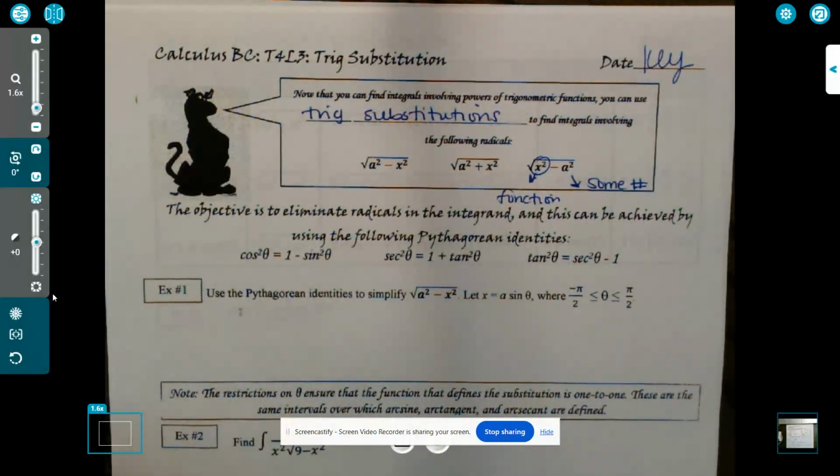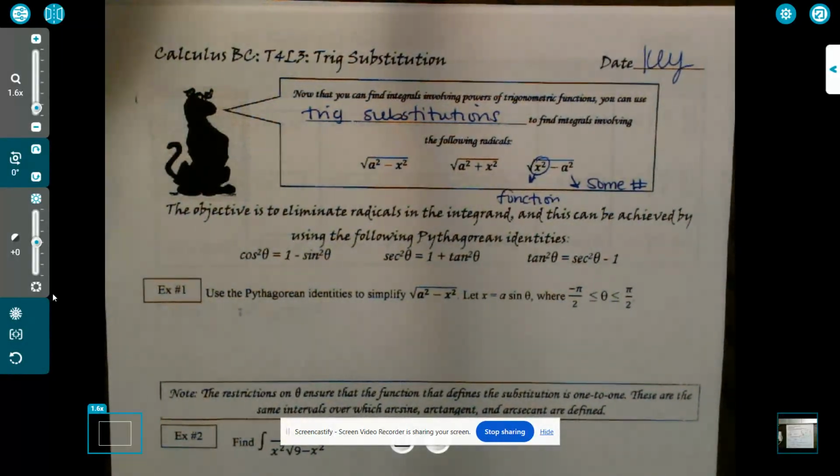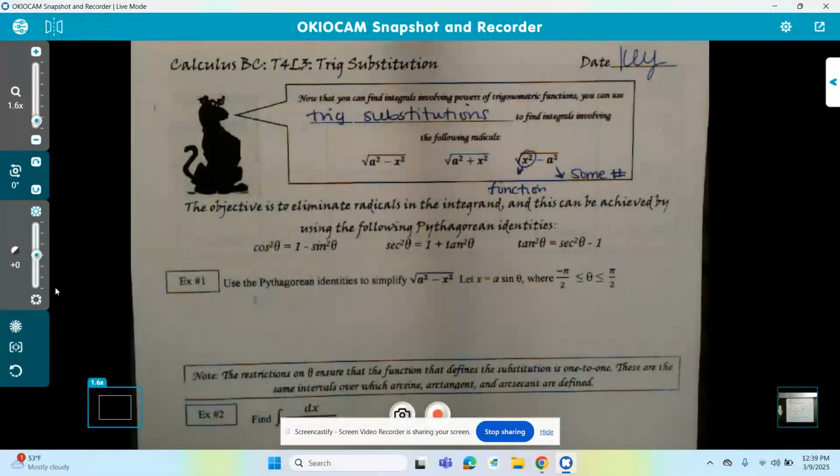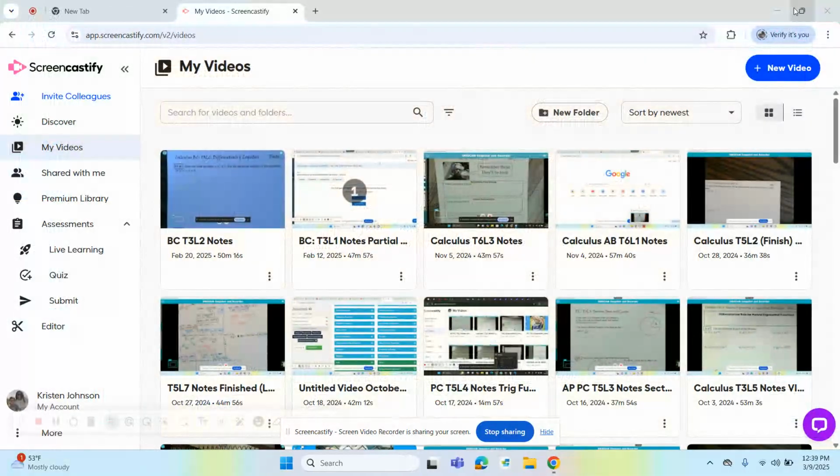I hope my thing doesn't glitch the whole time. It'll aggravate me. Okay, hang on. Let's restart this.